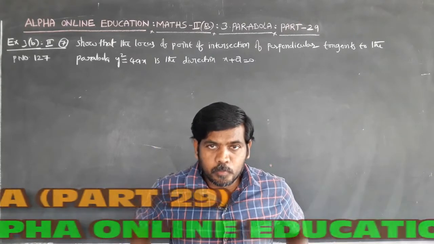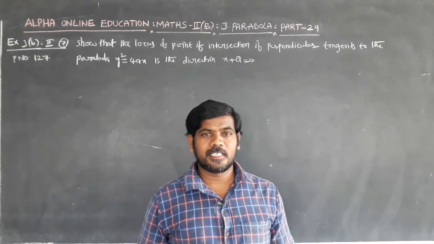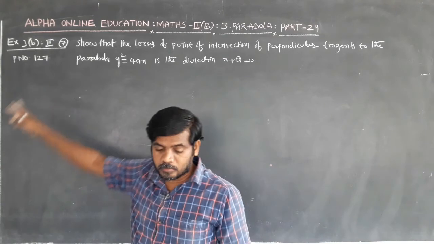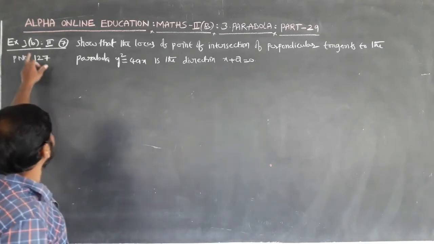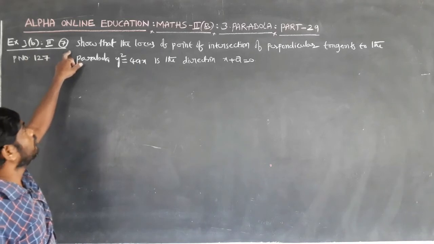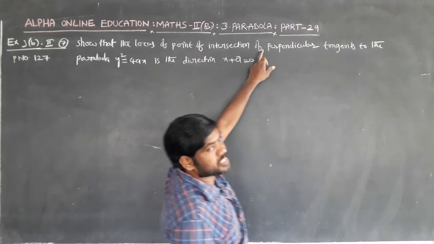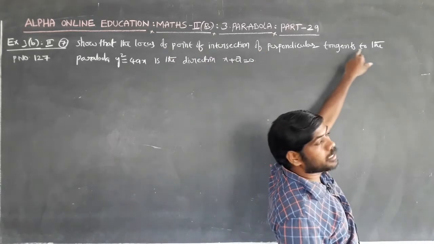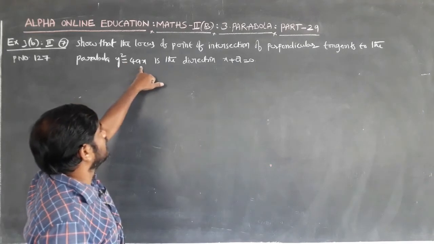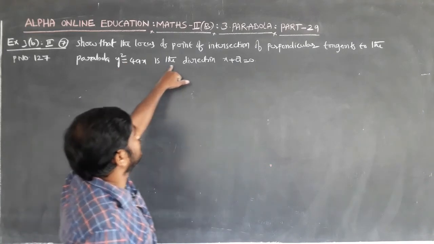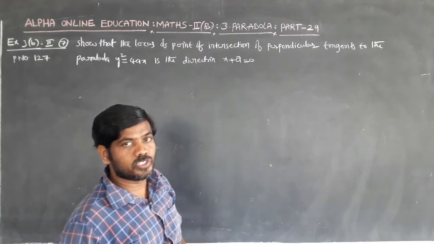Mathematics 2b, third chapter, parabola, exercise 3b, second bit, seventh problem. Show that the locus of the point of intersection of the perpendicular tangents to the parabola y square is equal to 4ax is the directrix, x plus a is equal to 0.